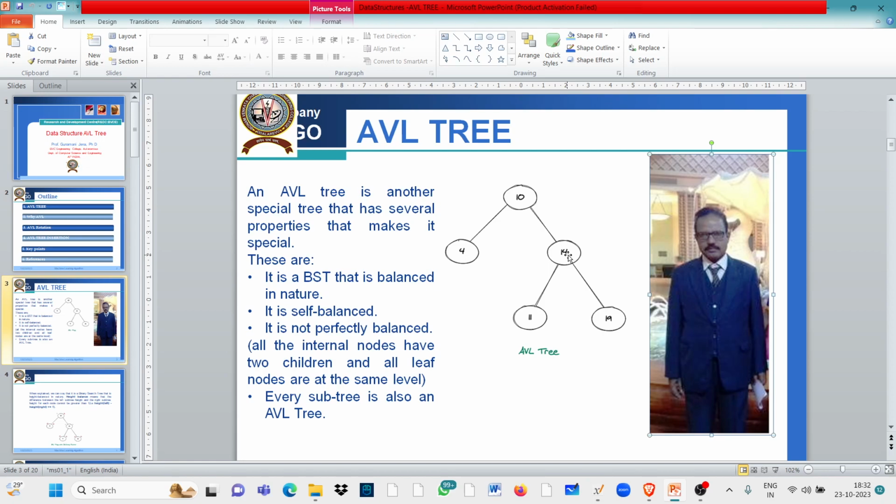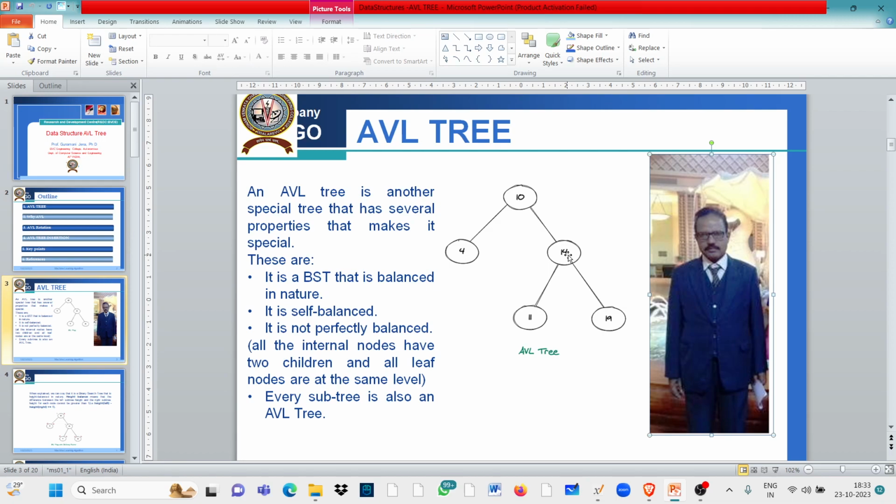Then we have the balanced binary search tree, or BBST. We have a number of balanced binary search trees: one is the AVL tree, the second one is the red black tree. The AVL tree is a special type of tree that has several properties. Let us summarize the properties. First, it must be a binary search tree, and it must be balanced in nature. BST means binary search tree, so it has to strictly follow that the left side key values must be less than the root, and the right side must be greater than that.